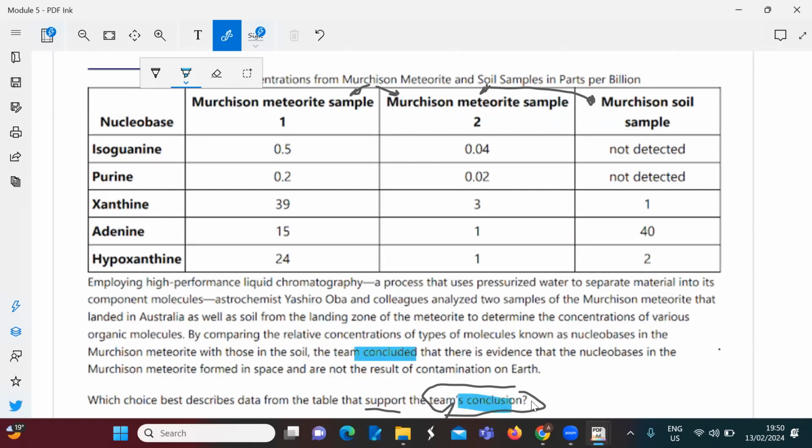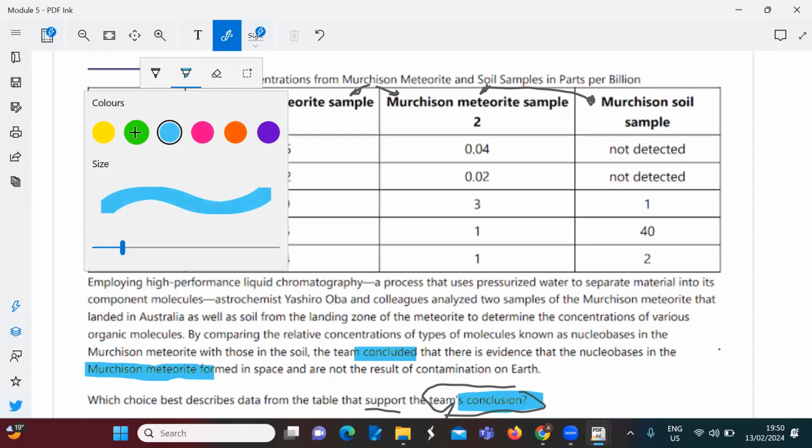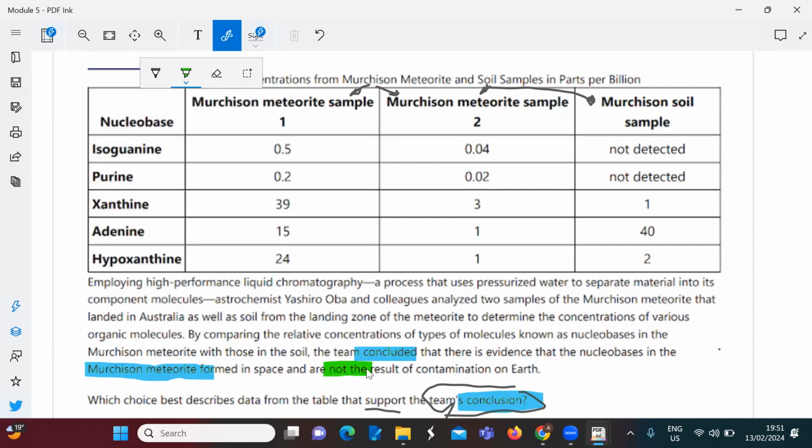So here we need to focus and concentrate on the team's conclusion. There is evidence that the nucleic bases in the Murchison meteorite formed in space and are not the result of contamination on Earth. Not the result of contamination on Earth, which means what? That we can find something here, not in the soil, which means which ones? It was the isoguanine and the purine.